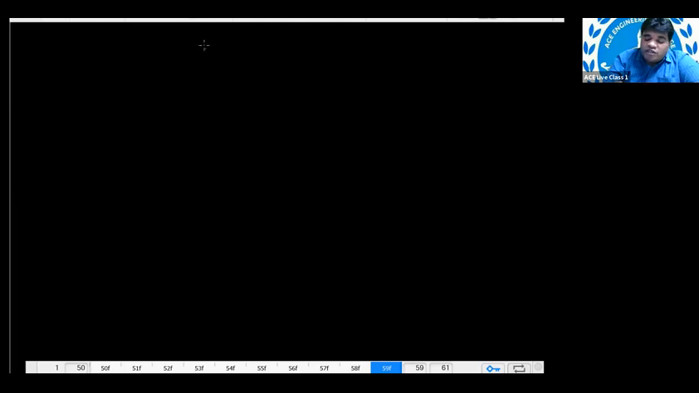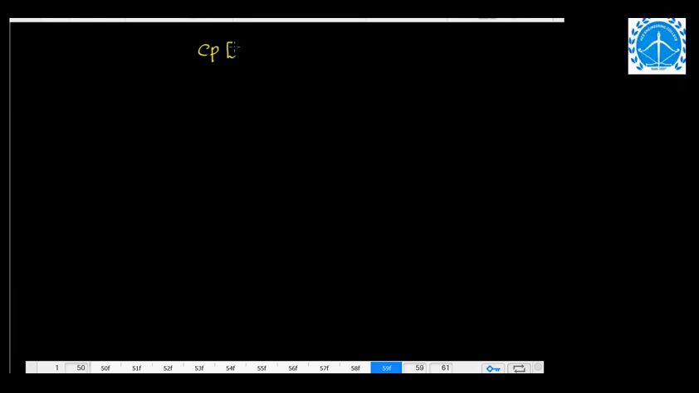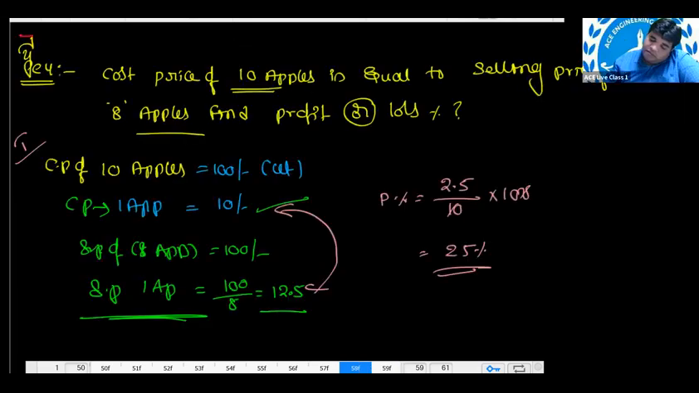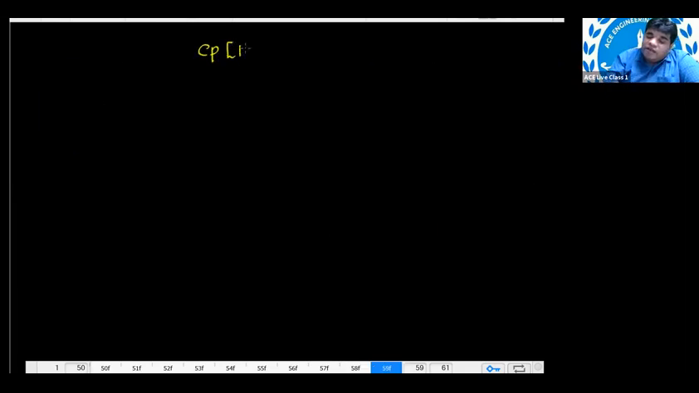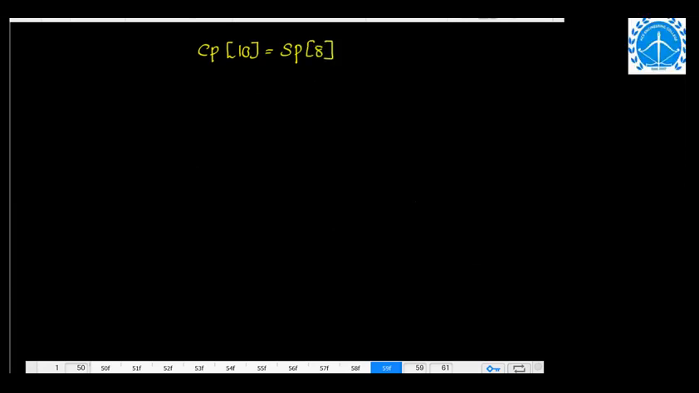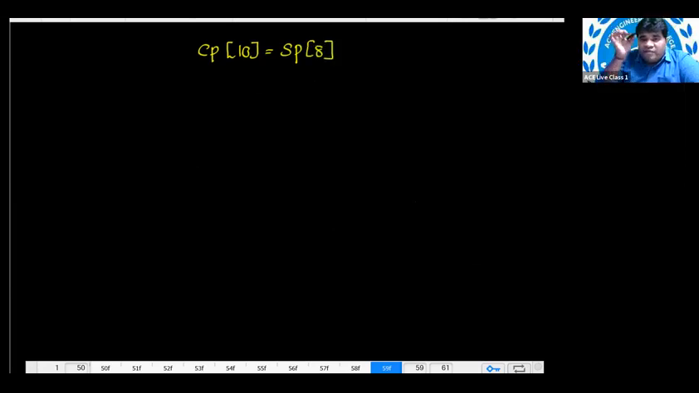Now tell me, Girija, cost price of how many items, how many apples? Cost price of 10 apples is equal to the selling price of how many apples? 8 apples. So look here, friends, all of you. Follow the same steps for the next question and the material questions. Don't follow any other thing. Apples or bananas, anything, not necessary. Cost price of 10 objects is equal to the selling price of 8.